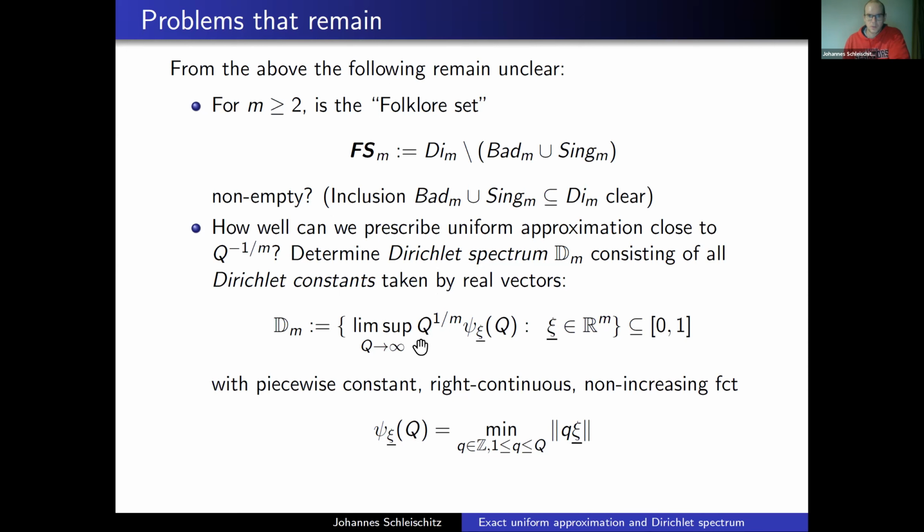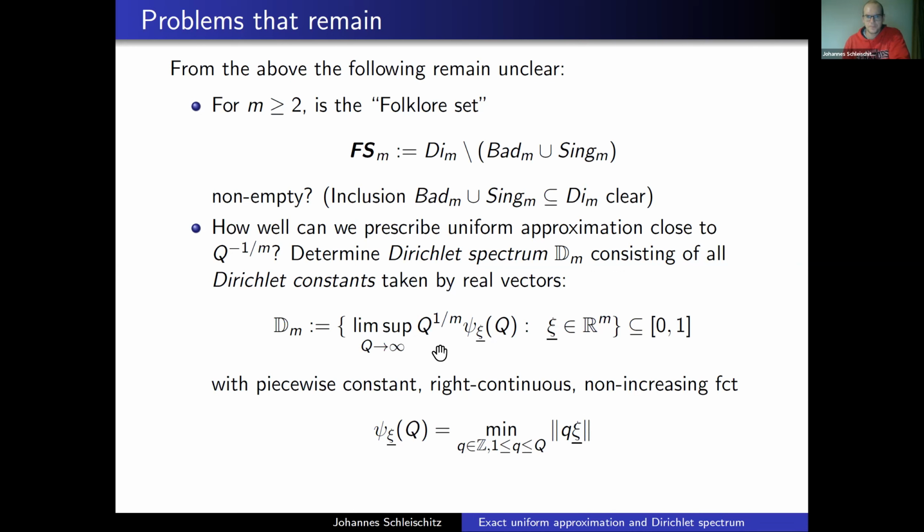So a Dirichlet constant is what I wrote within this bracket. Take the lim sup of q to the 1/m times this approximation function psi q, which you have in the last line, which is just the distance which jumps downwards towards 0 at certain integer points where you get the best approximation. And taking this lim sup, we call this the Dirichlet constant.